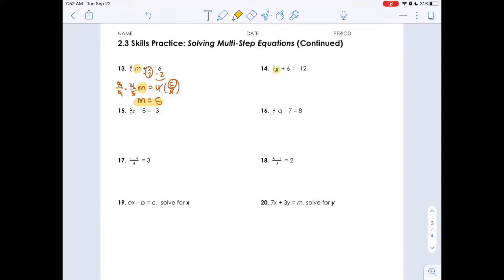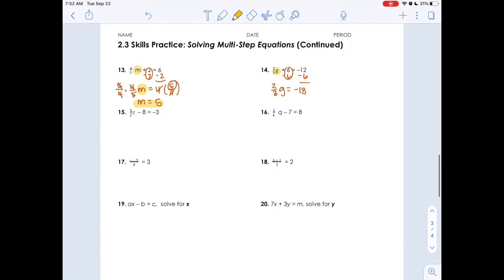The variable here is g. First, I'm going to subtract 6 from both sides. 6 minus 6 is 0, leaving me with 2/3 g equals negative 12 minus 6, which is negative 18. Once again, I'm going to multiply by the reciprocal, which would be 3 over 2. So these cancel and these cancel, leaving me with g.